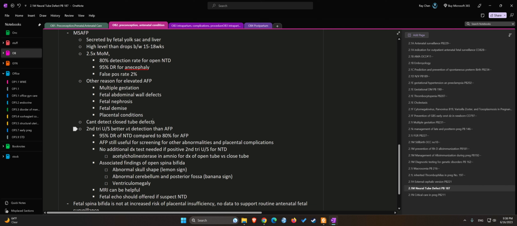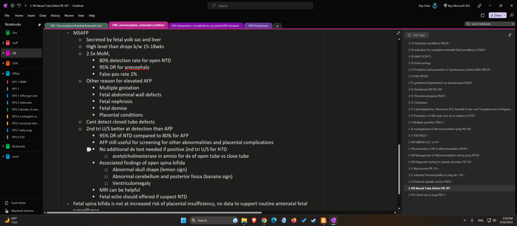Second trimester ultrasound is better at detection of neural tube defects than AFP. It's a 95% detection rate of NTD compared to 80%. AFP is still useful for screening for other abnormalities and placental complications, such as abdominal wall defects and nephrosis. No additional diagnostic testing is needed if positive.